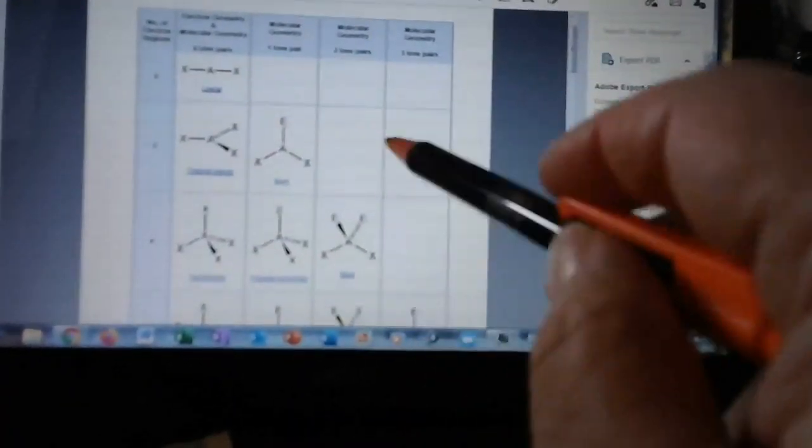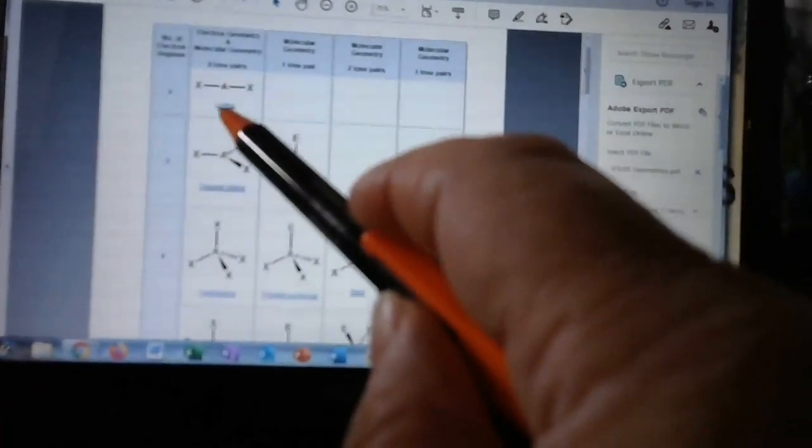The electron geometry in each of the second, third, and fourth columns would be whatever the name is in the first column. So for example, in this second instance here, where we have 3 regions of electrons around the central atom, the electron geometry would be trigonal planar. If there are no lone pairs, that's also the molecular geometry.